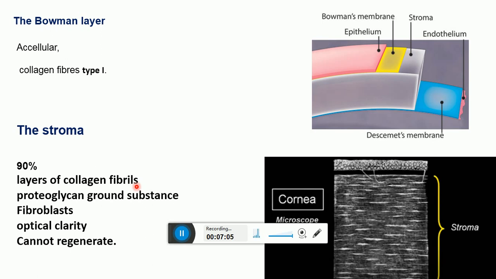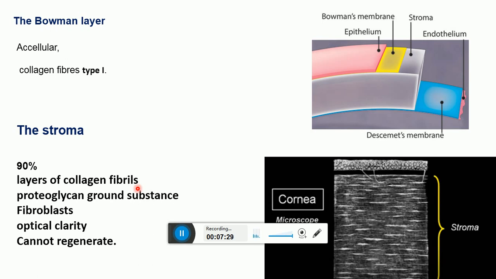Two important features of corneal collagen fibers account for the transparency of the cornea. The collagen fibers are highly uniform in diameter, from 25 to 35 nanometer. The distance between two corneal fibers is also highly uniform. It is 41.5 nanometer. Corneal transparency is mainly dependent on the arrangement of these collagen fibers in the stroma.